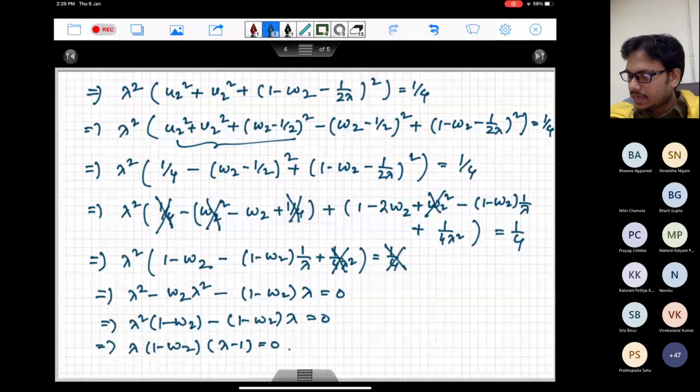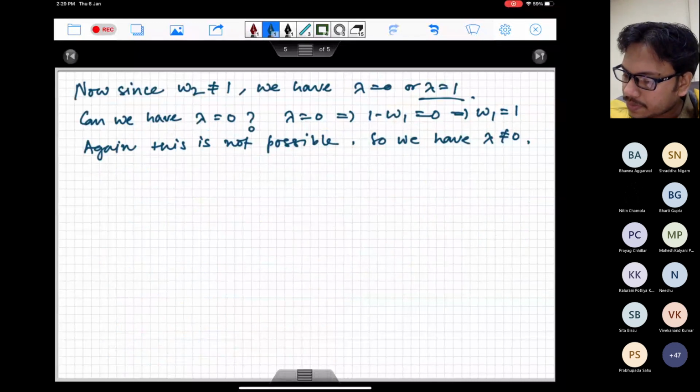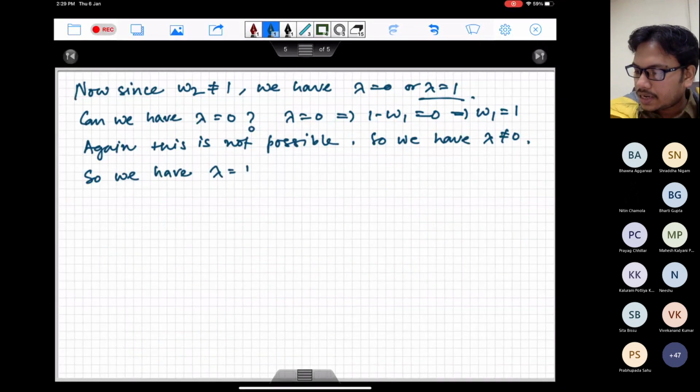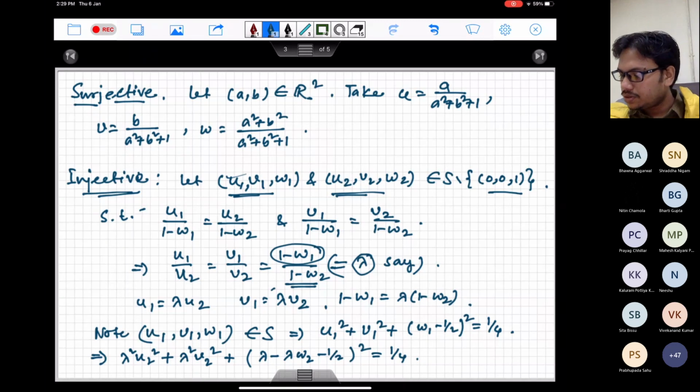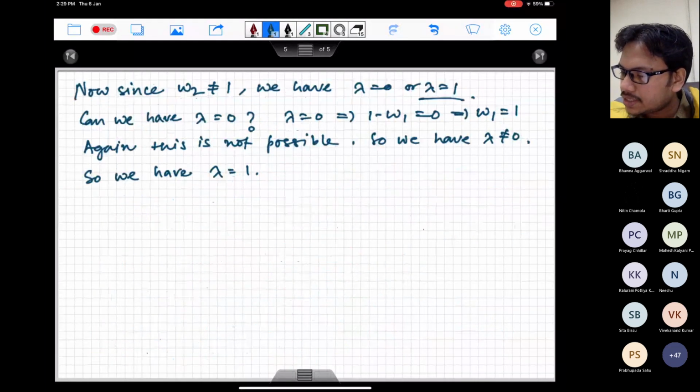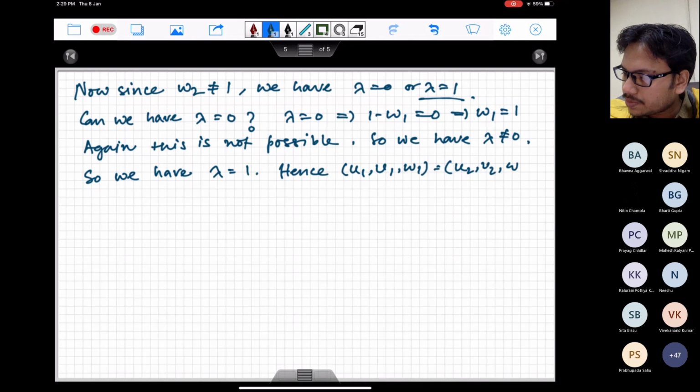Now in this factor, I see lambda cannot be equal to 0, w2 cannot be equal to 1. So I can cancel these two things. What am I left with? Lambda equal to 1. Yeah, very good. Now if lambda is equal to 1, what can I say about u1, u2, v1, v2 and w1, w2? They are equal. Exactly. So hence I get (u1, v1, w1) is equal to (u2, v2, w2).